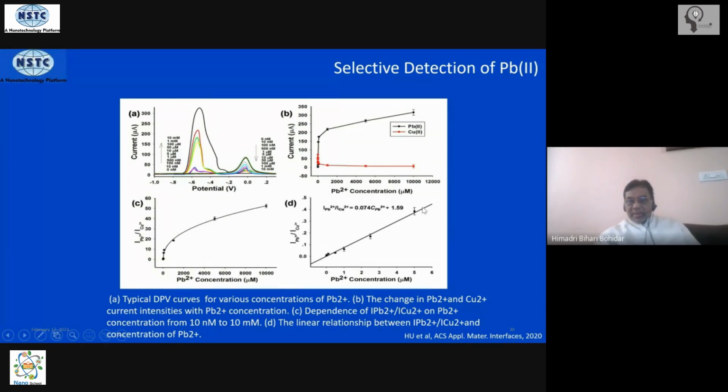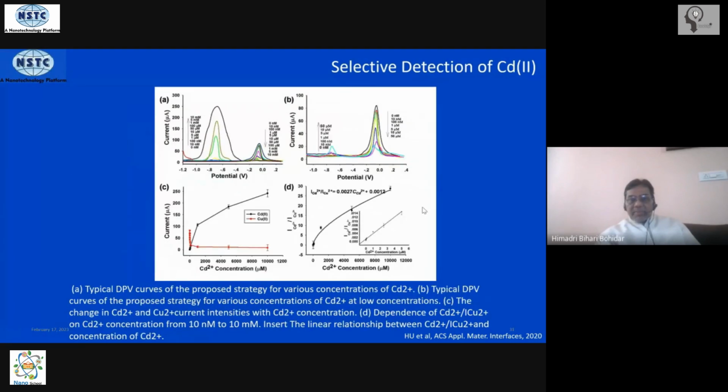For lead, the story is more or less the same for cadmium. Same analysis: as your cadmium concentration goes up, the current value is increasing. The current value corresponding to copper ion is decreasing. This is the bare electrode response, it is decreasing. So either you take the absolute current and plot it as a function of the analyte, which is cadmium, and you'll get a plot like this, or you take the ratiometric analysis method, current due to cadmium ion divided by current due to the copper ion, this divided by this value.